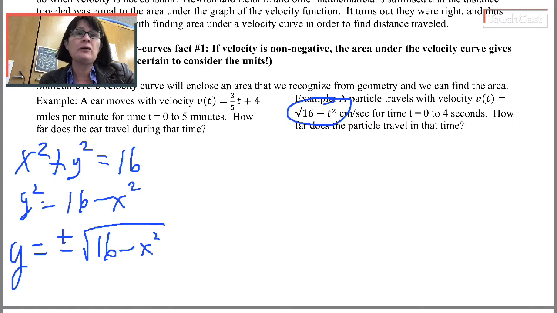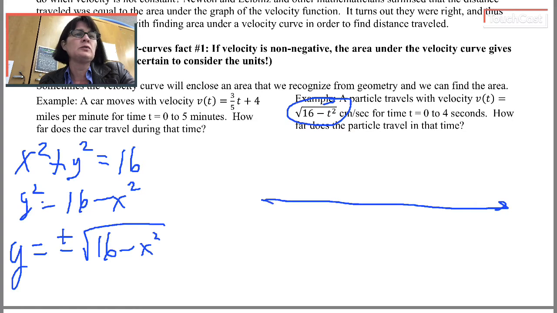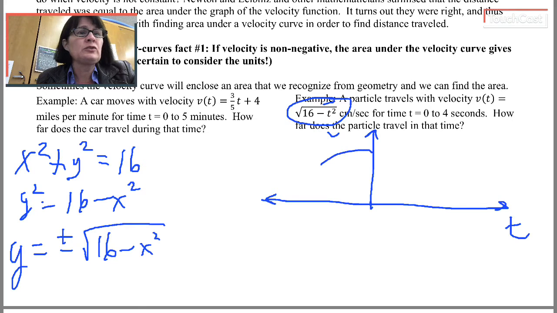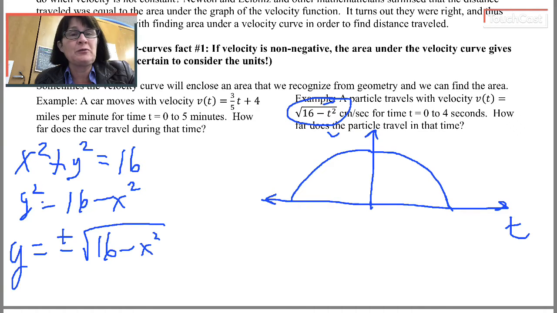So to make my graph, I'm going to imagine the time axis here and the velocity axis here, so time, velocity, and my curve is going to be a circle with radius 4. That means if I try to draw it in, sorry, I should be more specific, the top half of a circle with radius 4. So this is time 4, this is time negative 4.